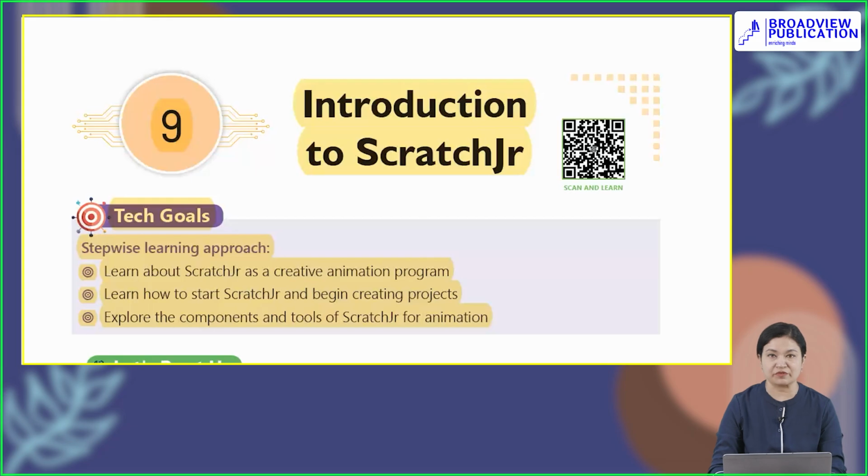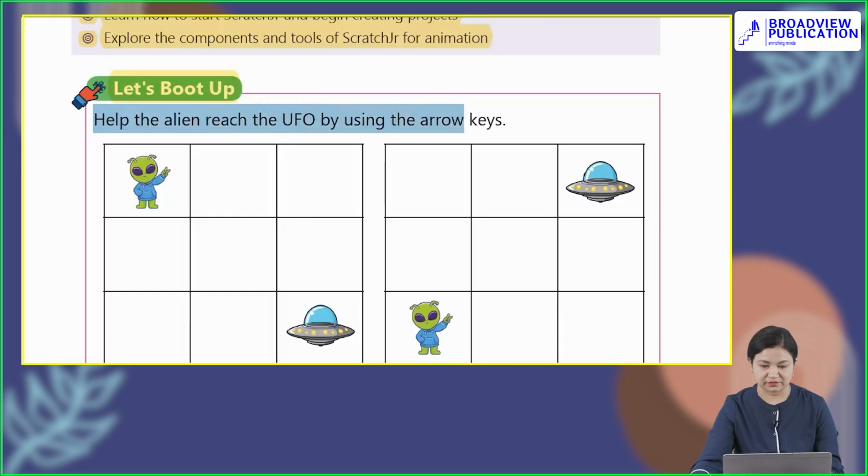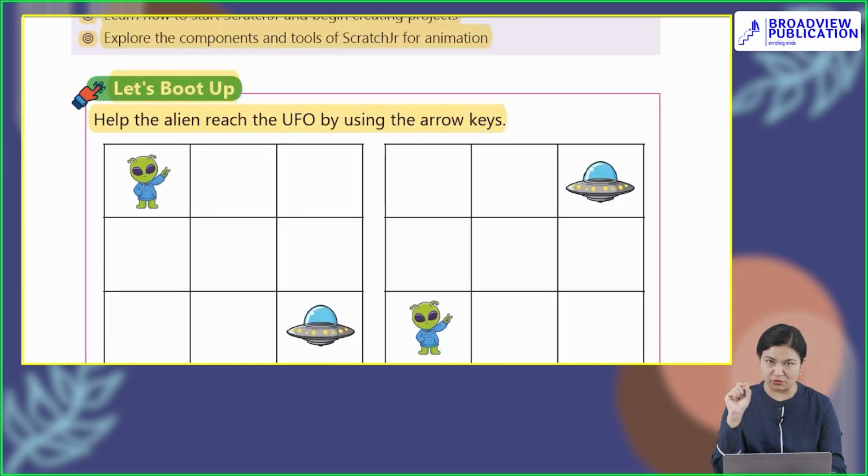So in this chapter we are basically going to learn about what is Scratch. So let's boot up. Help the alien reach the UFO by using the arrow keys. So you have to use the arrow keys and you have to meet the alien with the UFO.